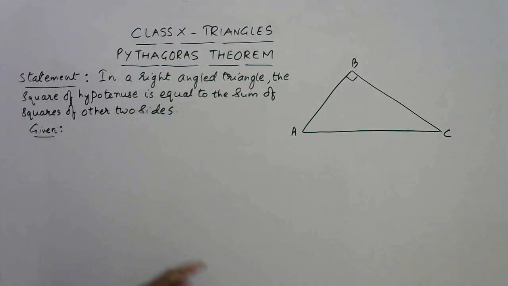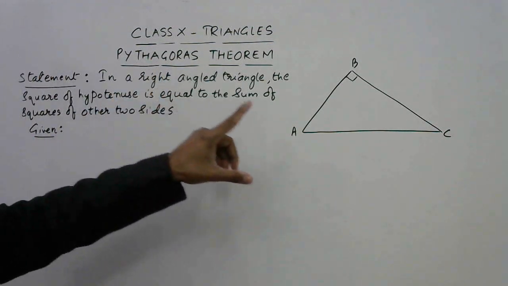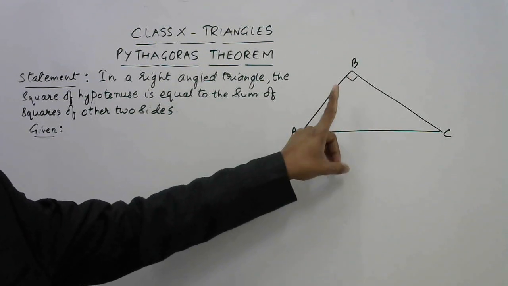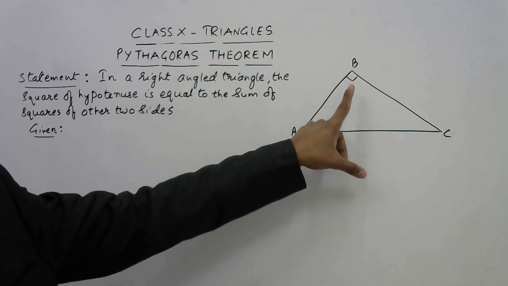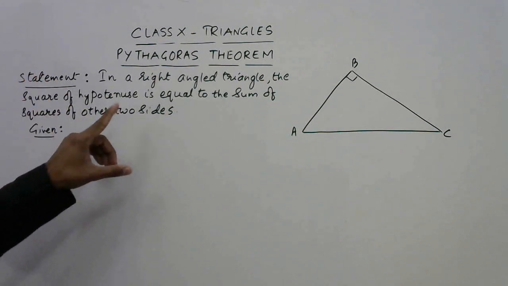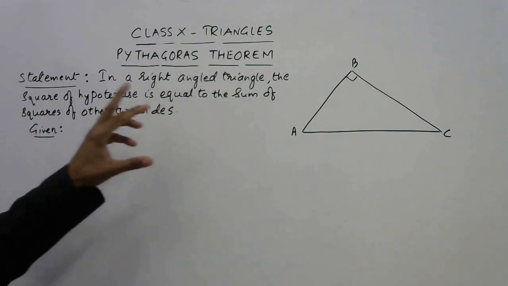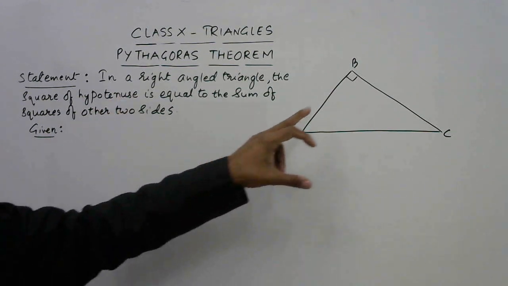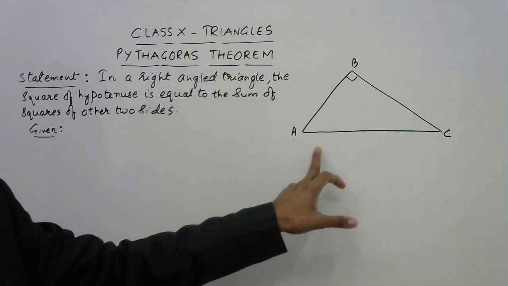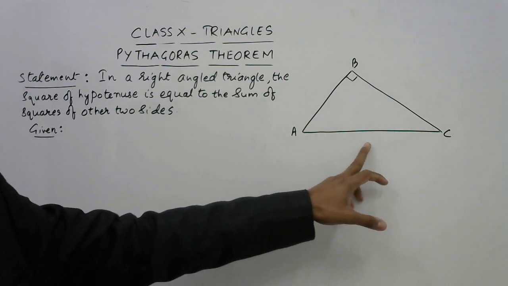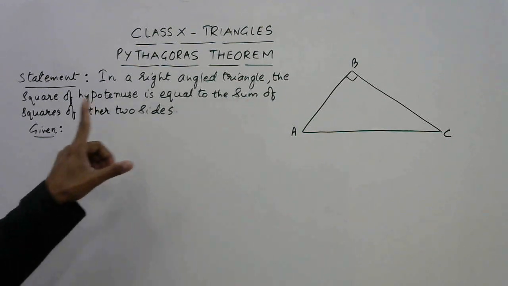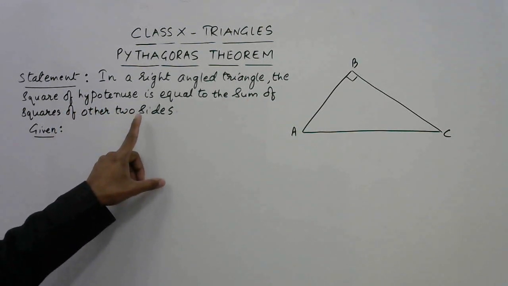Theorem: we all know that Pythagoras theorem is applied on a right angle triangle. Now this ABC is a right angle triangle here, right angle at B. So the statement of the Pythagoras theorem goes like this. In a right angle triangle, the square of hypotenuse, so this is the angle of 90 degree, so the side opposite to this, that is AC, this is the hypotenuse. So the square of hypotenuse is equal to the sum of squares of other two sides.